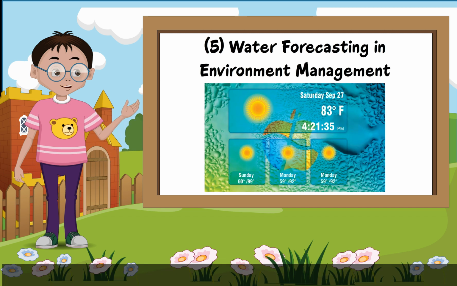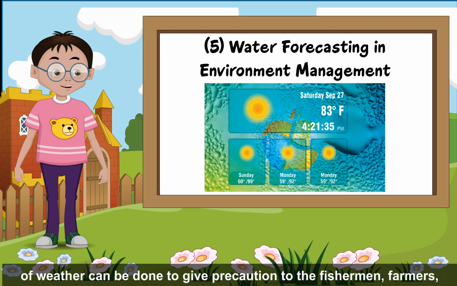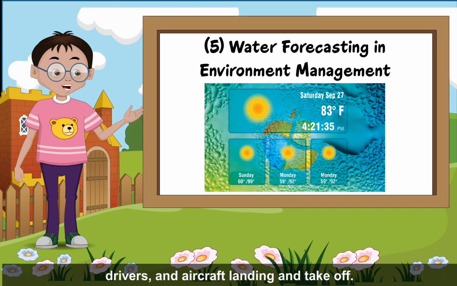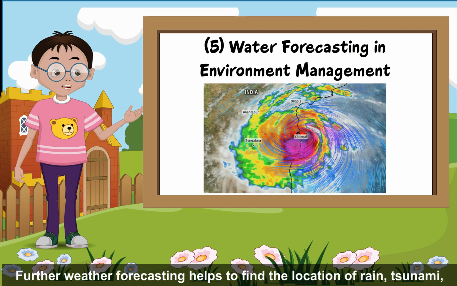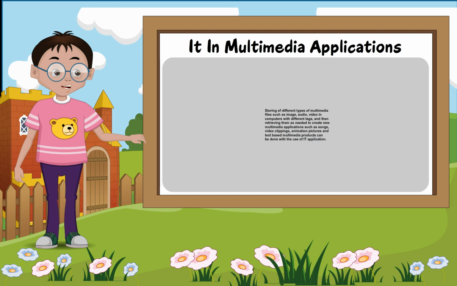5. Weather forecasting in environment management. Based on the information already collected in the past years, prediction of weather can be done to give precaution to the fishermen, farmers, drivers, and for aircraft landing and takeoff. Further, weather forecasting helps to find the location of rain, tsunamis, cyclones, heat waves in deserts, etc.